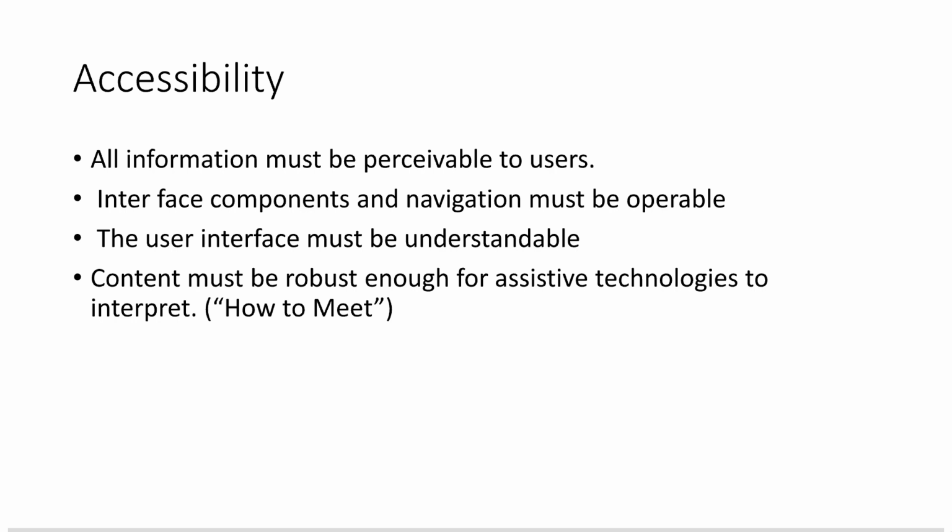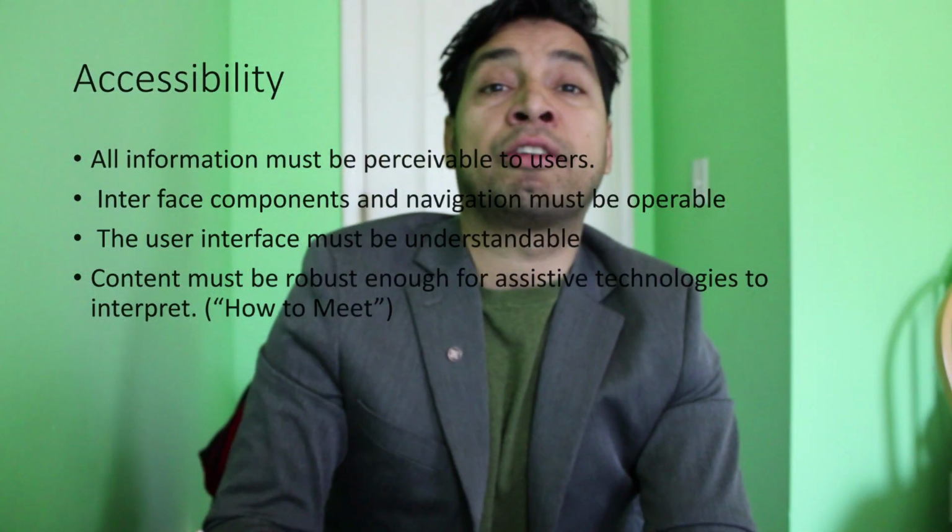Content must be robust enough for assistive technologies to interpret. It should be easy to understand and clearly written, and the language we use should be very neutral as well. There are a few more things we're going to talk about, but for now, that is something you might want to think of if you are going to design your website or a blog.